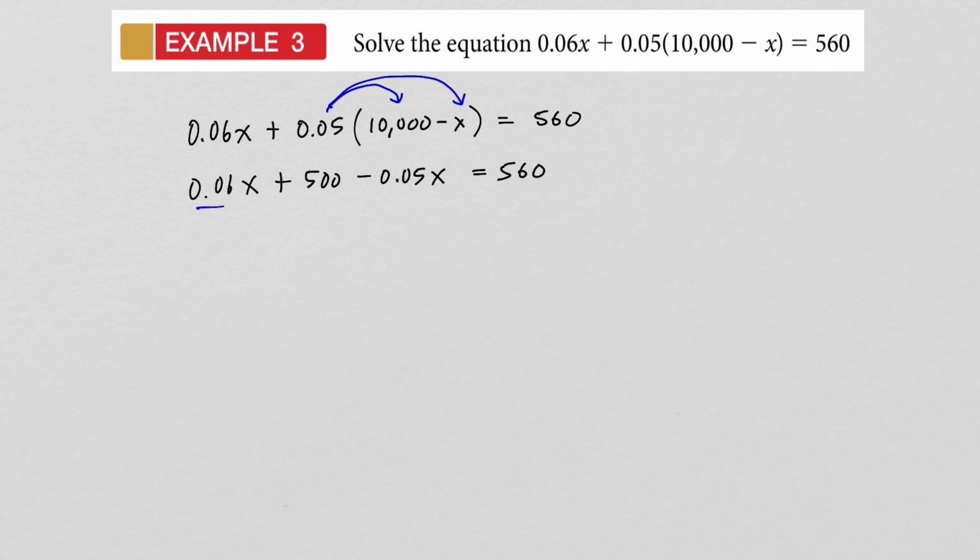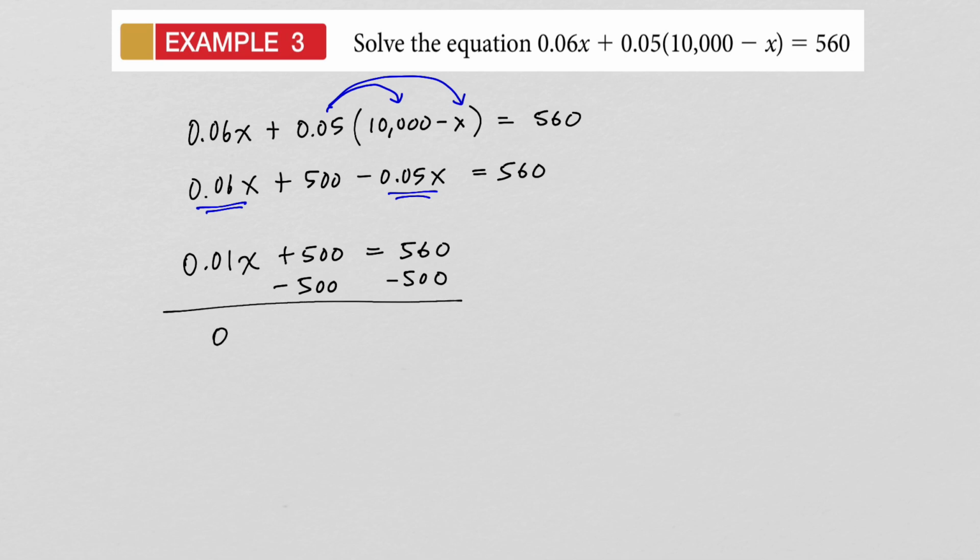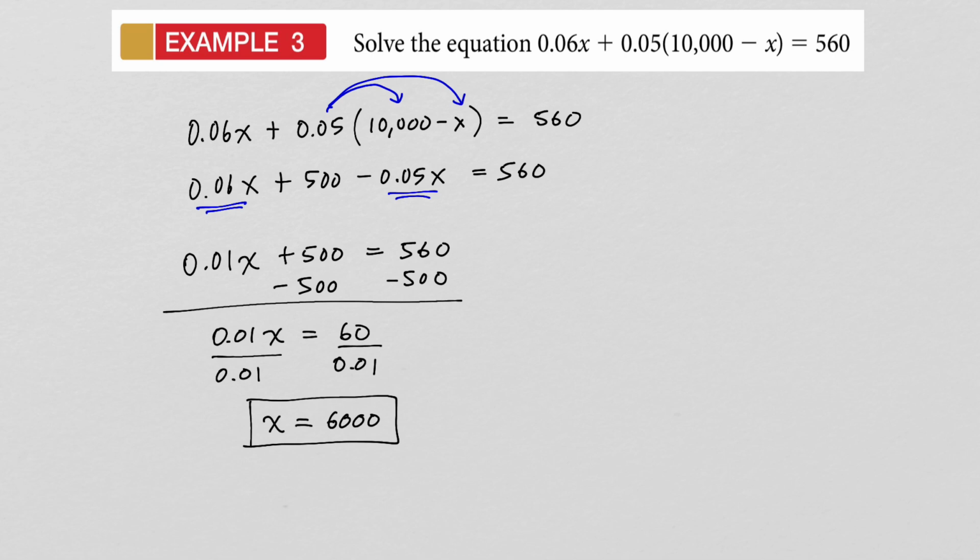And then we'll simply combine like terms here. So 0.06x take away 0.05x is 0.01x, plus 500 is still there, equals 560. And now from here I can subtract 500 from both sides. And that gives us 0.01x is equal to 60. And our last step here, we'll divide both sides by 0.01. And 60 divided by 0.01, again, you can just use a calculator for this. That's going to be 6,000. Okay, and that would be our answer.